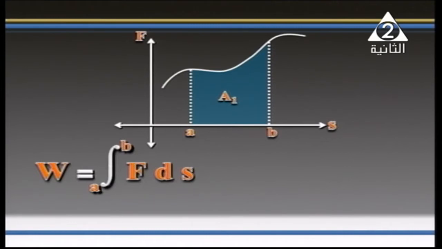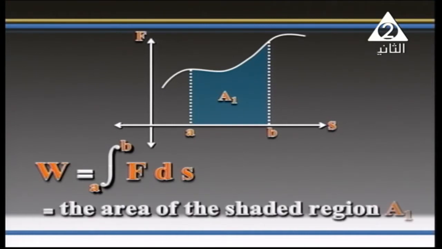When we are required to find the work done of a body moved from A to B with a variable force, in this case we find the area under the curve between A and B, the interval A and B, by using integration. Then the work done is the definite integration from A to B, F ds, or the area of the shaded region A1.